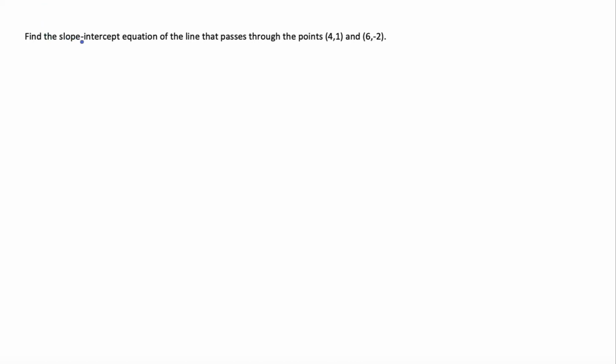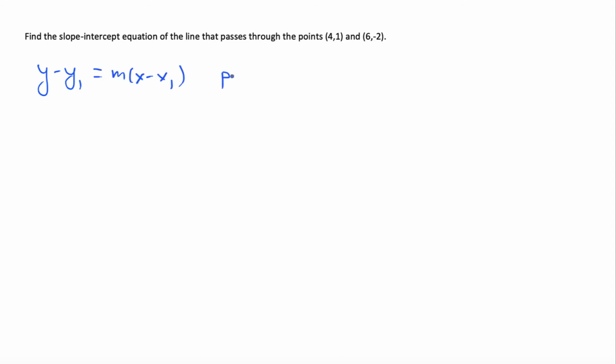Find the slope-intercept equation of the line that passes through the points (4, 1) and (6, -2). Okay, so we're asked to find the equation of the line, which means we need to use the point slope formula, right? y minus y1 equals m times (x minus x1).